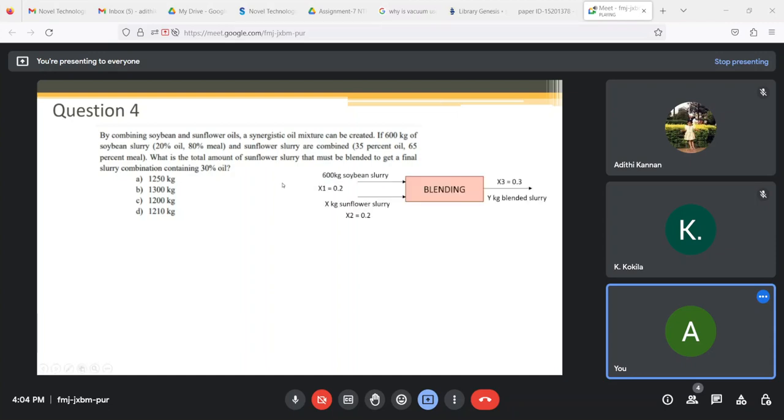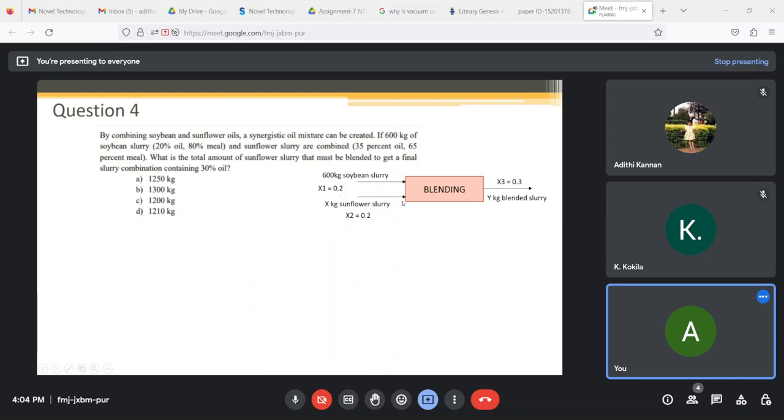In order to visualize this better, I have a diagram. One of the inlet streams is a soybean slurry, which is around 600 kgs. Since we'll be doing an oil balance and a mass balance, I'll be explaining that later. Here it is given that 20% of the soybean slurry is oil. So let's say that is x1. So x1 is 20% or 0.2.